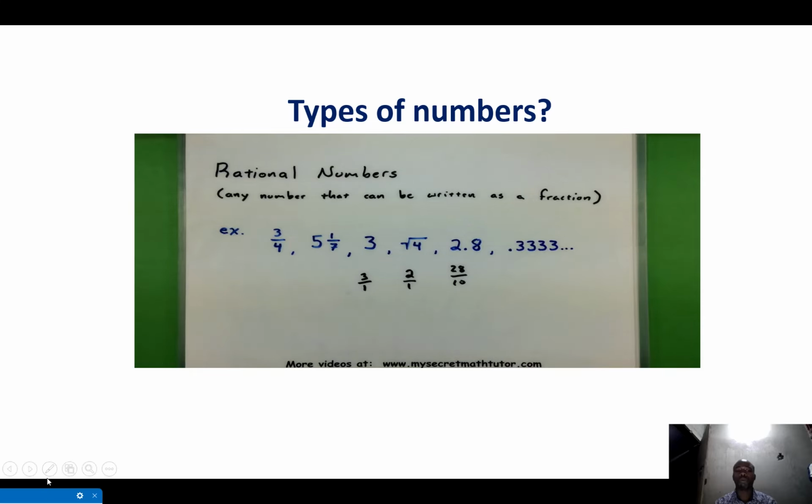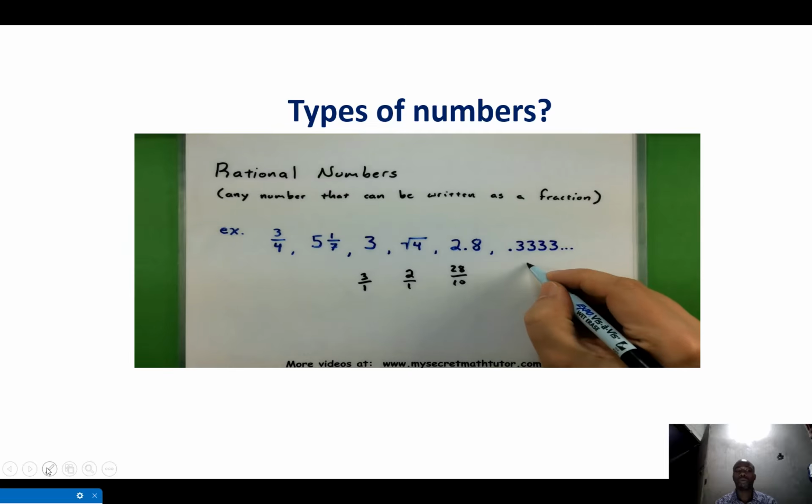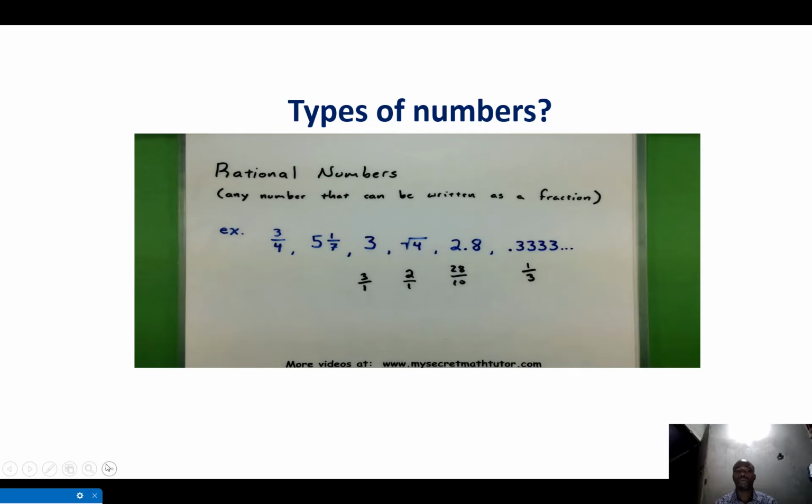Numbers that go on forever and ever might be a rational number as long as they repeat themselves along the way. So something like 0.33333 repeating is actually just the fraction 1/3. And since I can write that one as a fraction, of course it gets to be a rational number. So be on the watch out for any type of number that you can write as a fraction so that you know it goes into the rational numbers group.